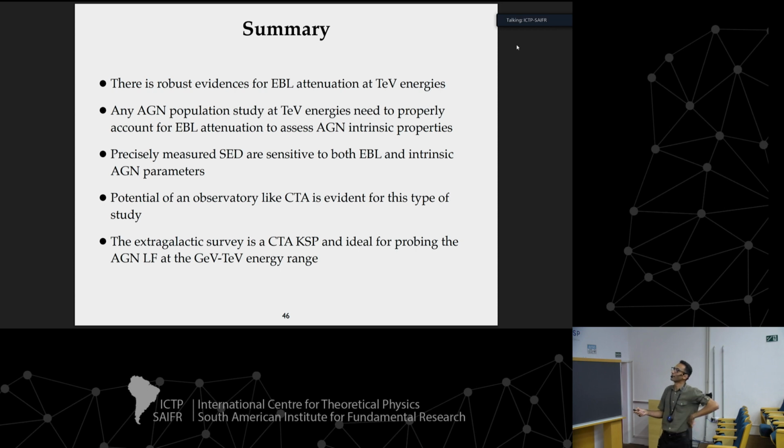I also want to point to the fact that if you measure the SEDs very precisely, you have sensitivity not only to the intrinsic parameters of the source, but also to the absorption on the way to Earth. And CTA has a clear potential for this kind of study, and the extragalactic survey, which is a CTA key science project, is an ideal probe to do AGN luminosity function studies at the GeV to TeV energy range. So that's it. Thank you for the attention.